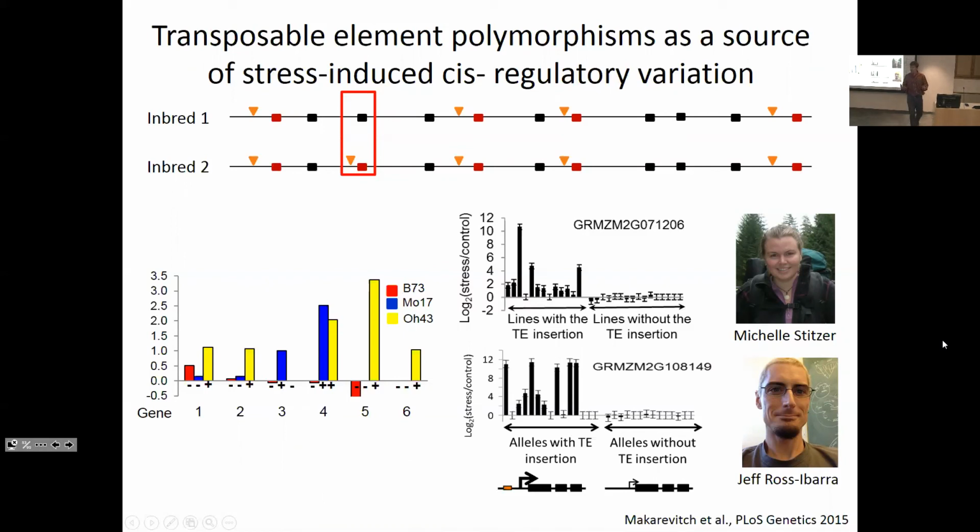So it's hard to think of how, from a single base change, you would create these new responses. Transposons give you this option that as they carry their own enhancers and regulatory information with them, as they land in the genome, they could affect nearby genes.